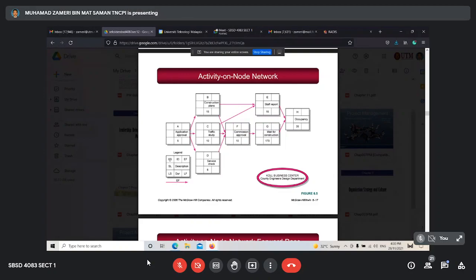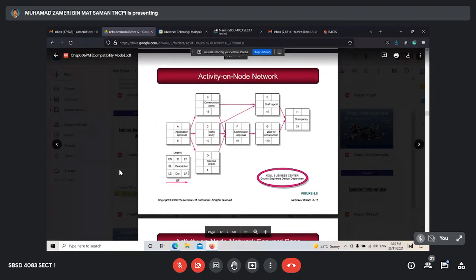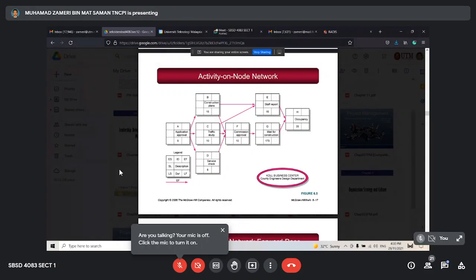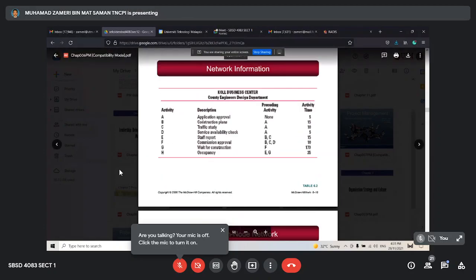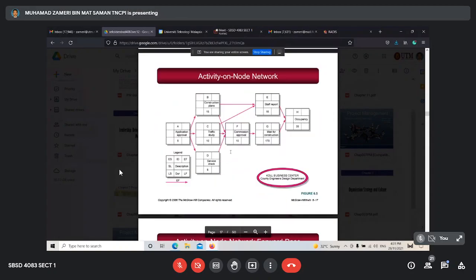When we have early start, that means we have early finish. At the bottom row, we have LS. LS stands for late start. This one is early start, this one is late start. And then duration is here, the time for the activity. When we have late start, we also have late finish. And then this is the description: application approval, construction plan, traffic study, and so on.